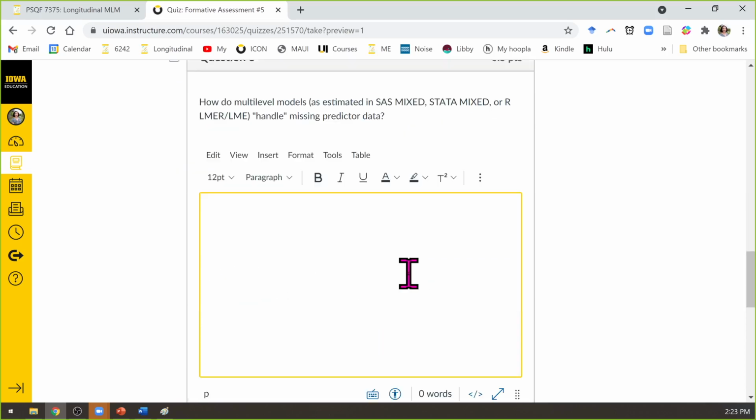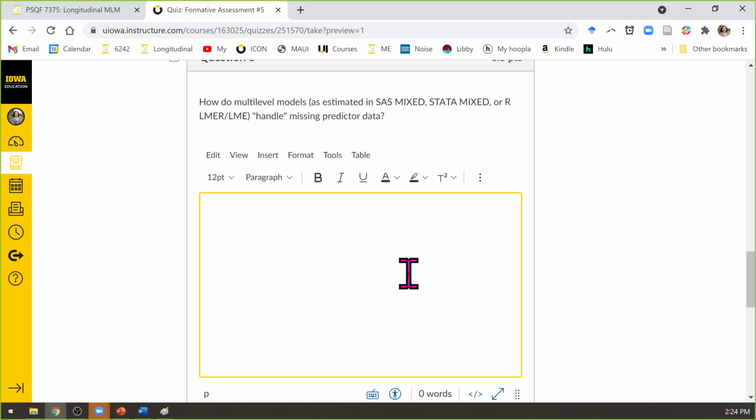Oh, this is it. This is one that I wanted to draw for. So how do multi-level models handle missing data? Several of you interpreted this question differently than what I had intended. If you told me about ways of addressing missing data, such as full information maximum likelihood or multiple imputation, yes, those are things that one can do, but that is not what happens to predictor variables in particular in these packages, which is what I wanted to reinforce.